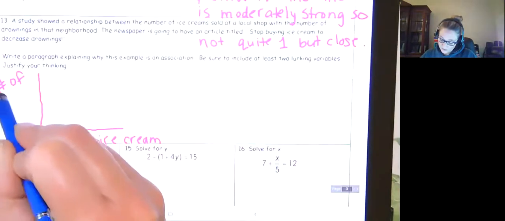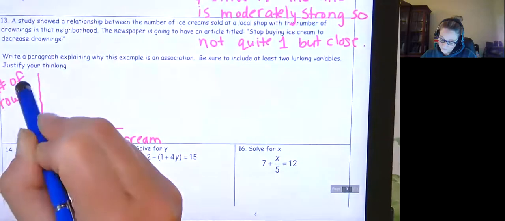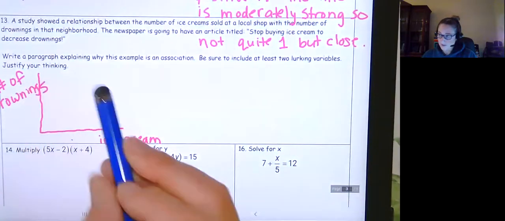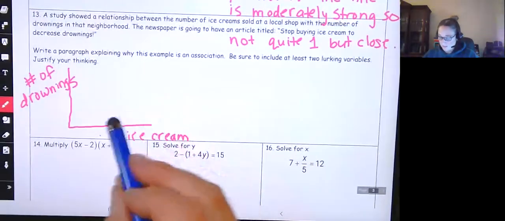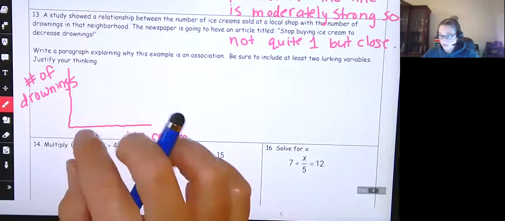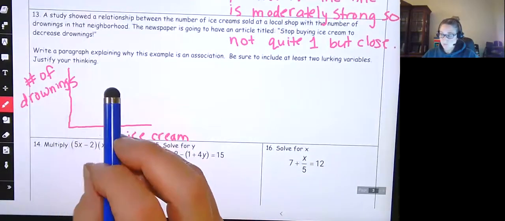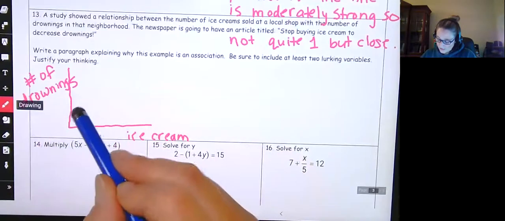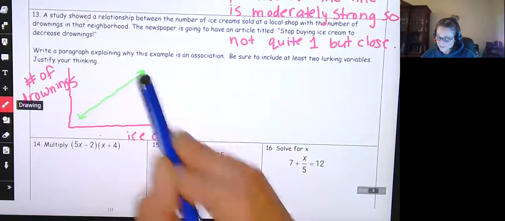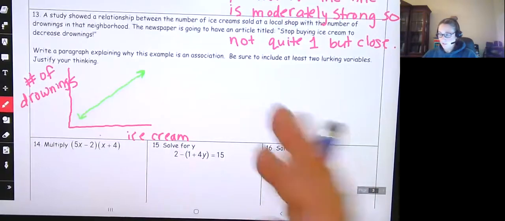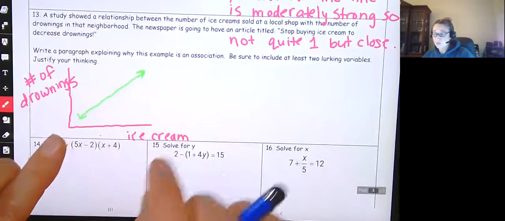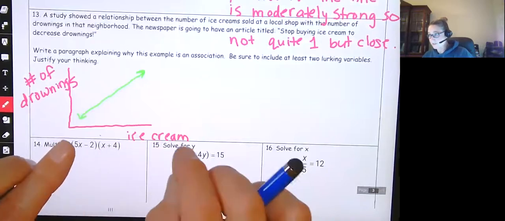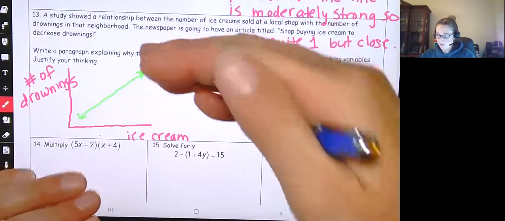Number of drownings. What's going to be happening is the less ice cream, the less drownings, probably due to weather. So you might have something like this, where the more ice cream that's sold, for example, or eaten, the more drownings occur.